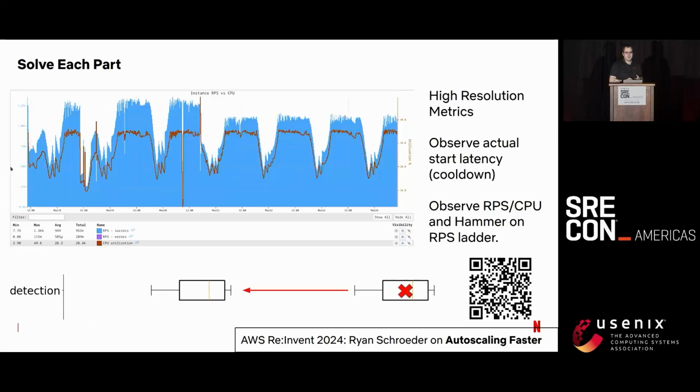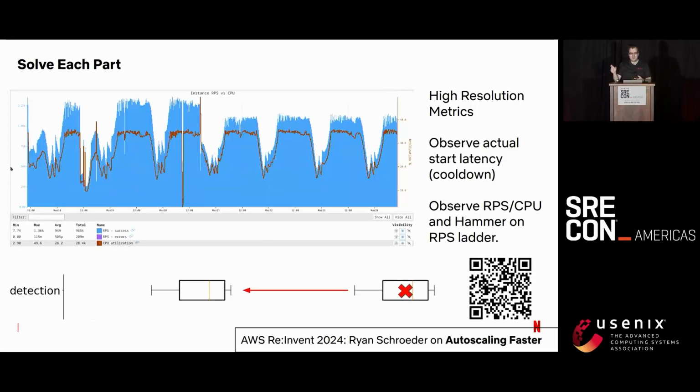So for example, to solve that detection, we used things like EC2 high resolution metrics. We were able to auto-tune the actual start latency to the ASG cooldown. What that means is that the step scaling policy will take more actions more rapidly. And then finally, we started observing RPS CPU ratios for every service. And then we added RPS, requests per second, hammers.